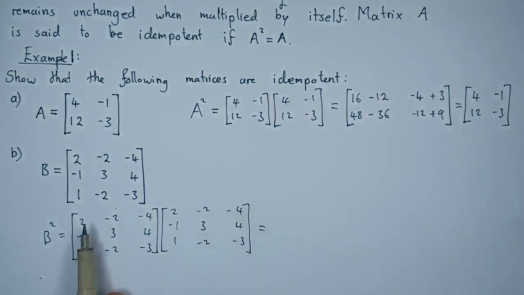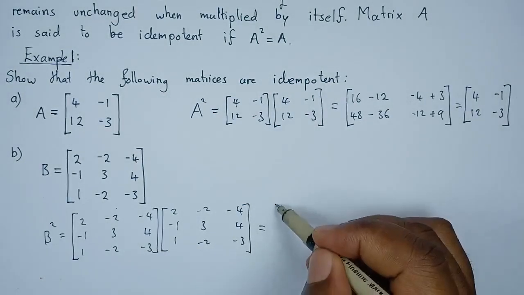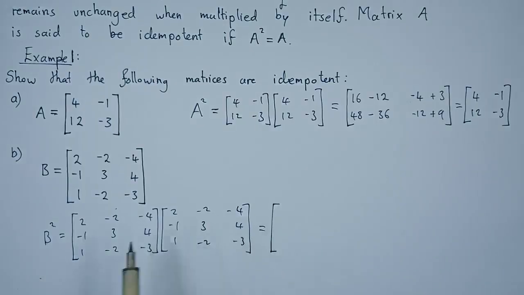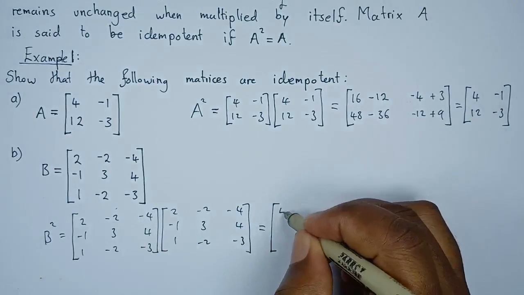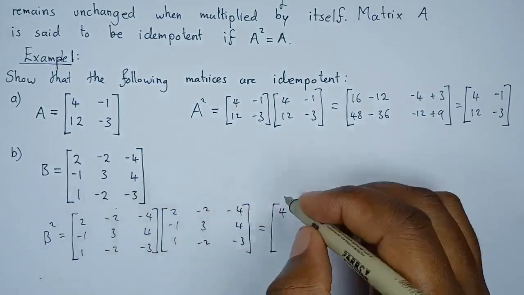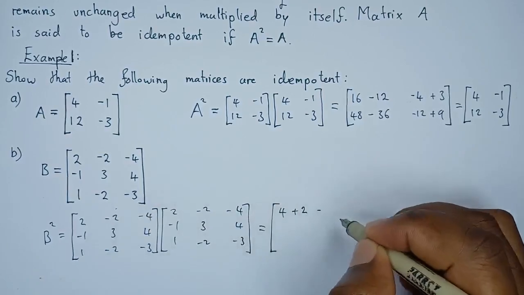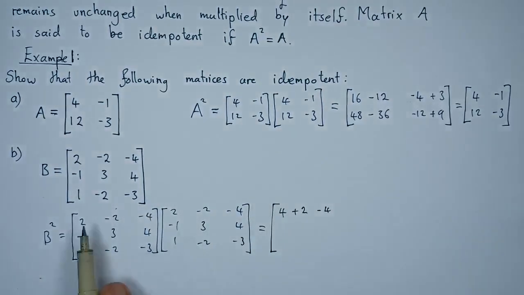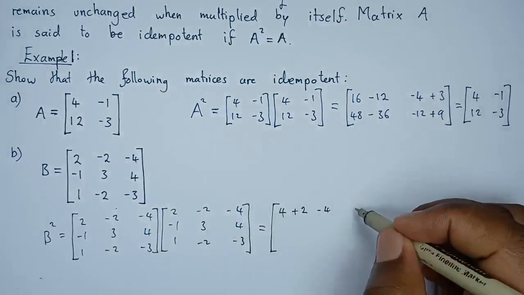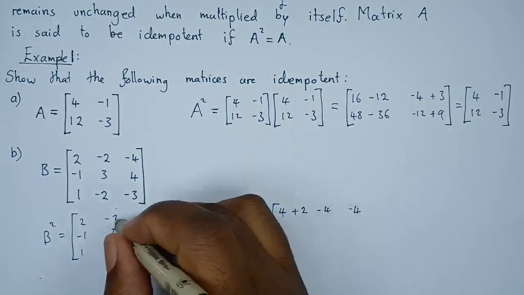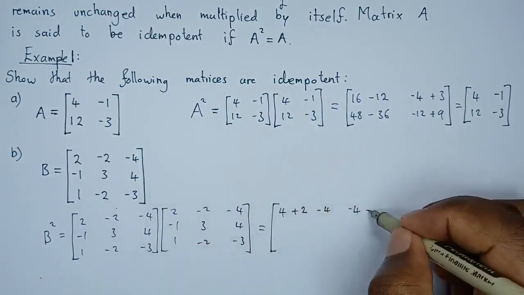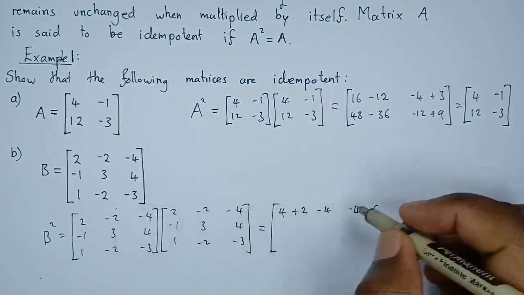So row by column. So this row times this column, just like that. Okay. So 2 times 2, that is 4. Negative 2 times negative 1, that is a positive 2. Negative 4 times 1, that is minus 4. Then again, 2 times negative 2, minus 4. This and this will have a minus 6. This and this will have a positive 8.